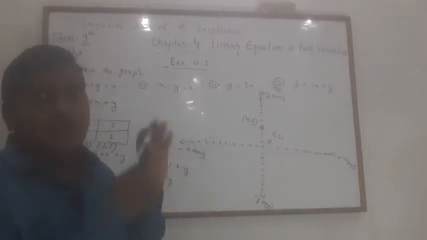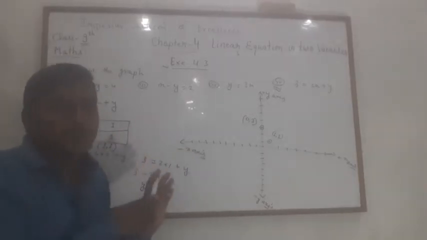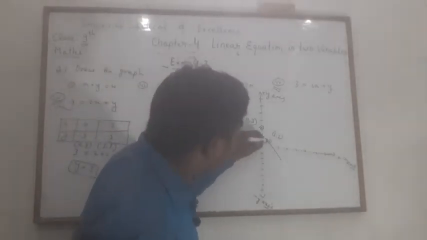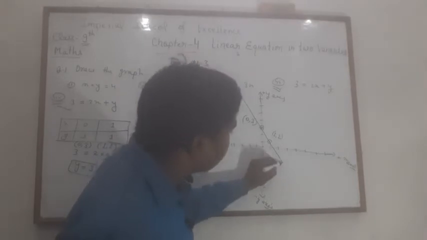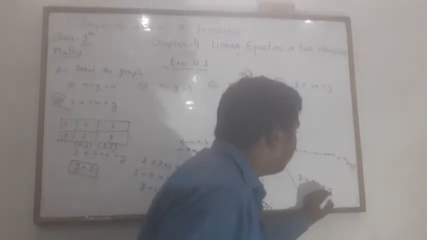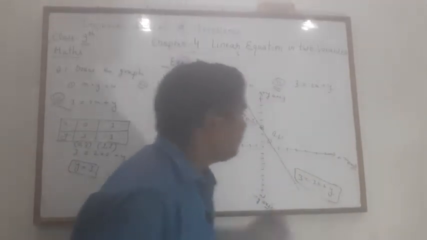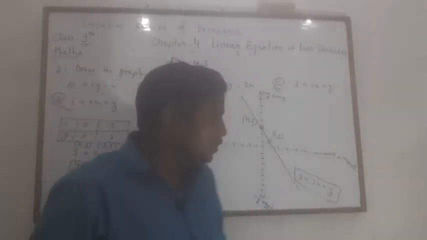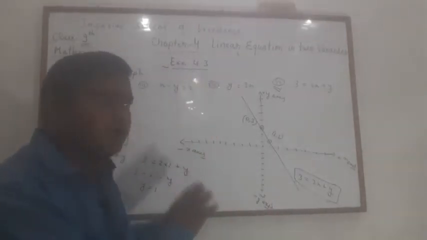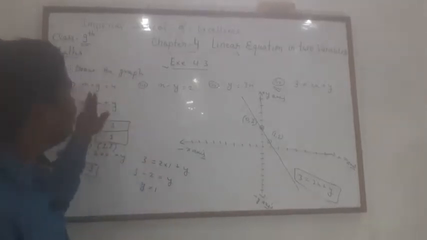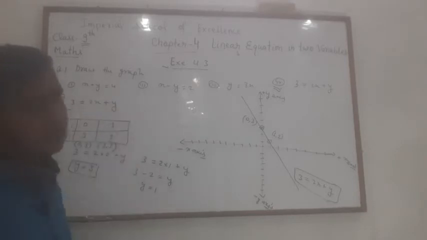The line will represent this equation. So we will draw a straight line joining these 2 points, and this line will represent 3 equals 2x plus y. This is the equation of the line, and this is how we will draw it. I hope you have understood how to draw the graph. In this way you can draw each and every graph in your copy.